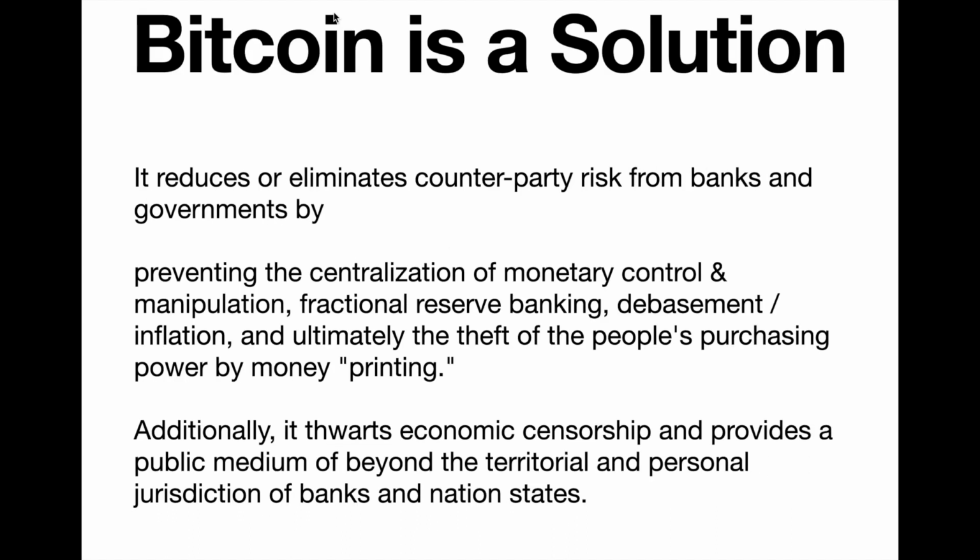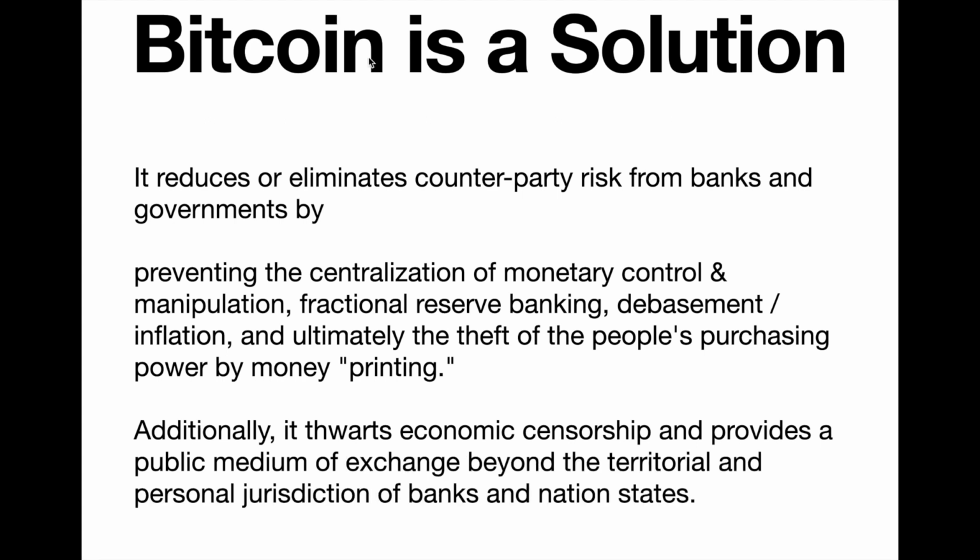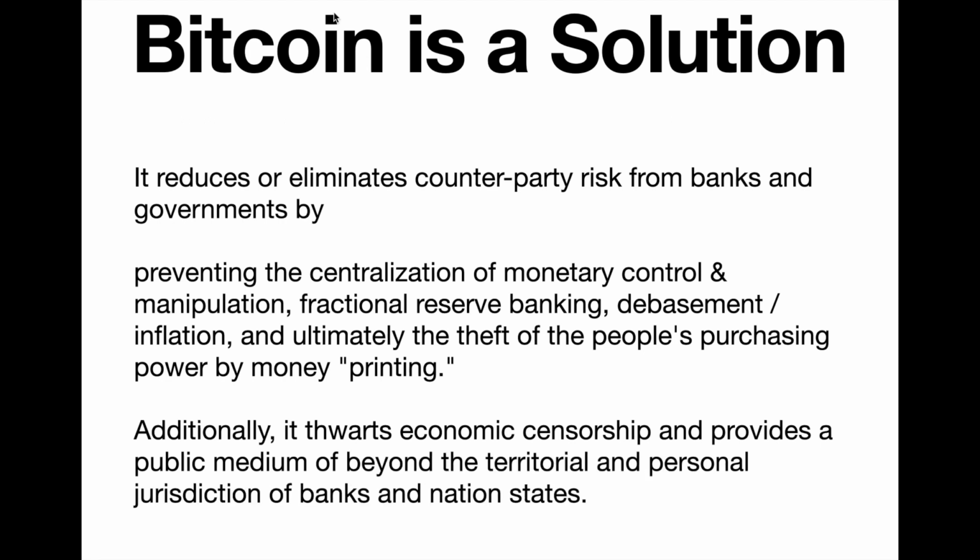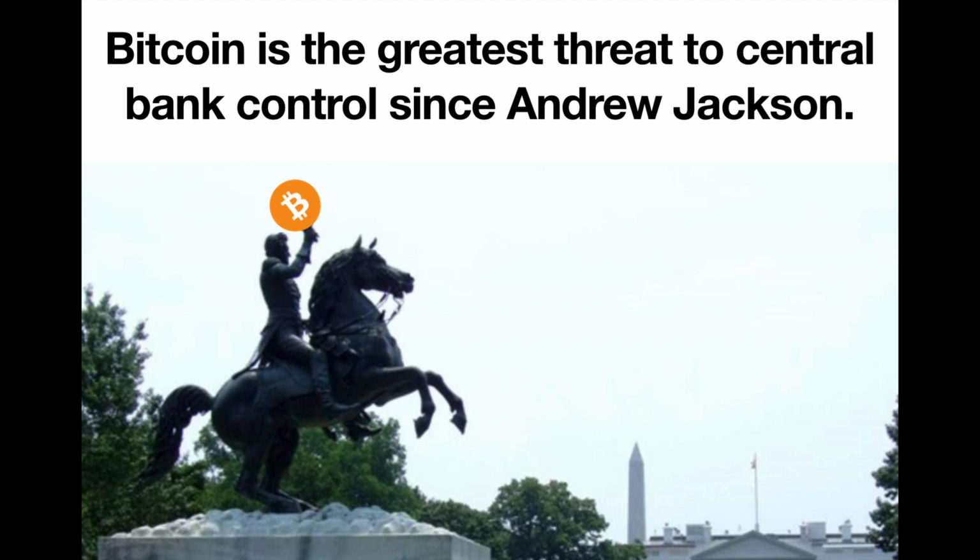So Bitcoin is a solution. It reduces or eliminates counterparty risk from banks and governments by preventing the centralization of monetary control and manipulation, fractional reserve banking, debasement, inflation, and ultimately the theft of the people's purchasing power by money printing. Additionally, it thwarts economic censorship and provides a public medium of exchange beyond the territorial and personal jurisdiction of banks and nation-states. Bitcoin is the greatest threat to central bank control since Andrew Jackson.